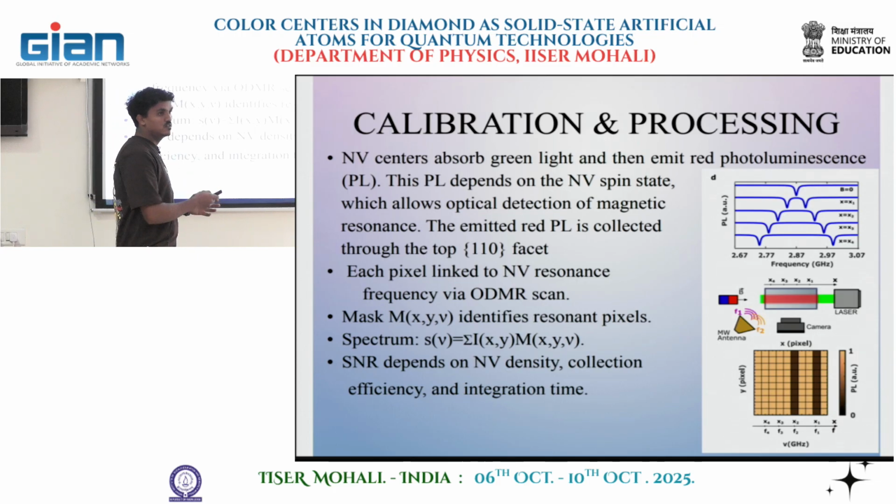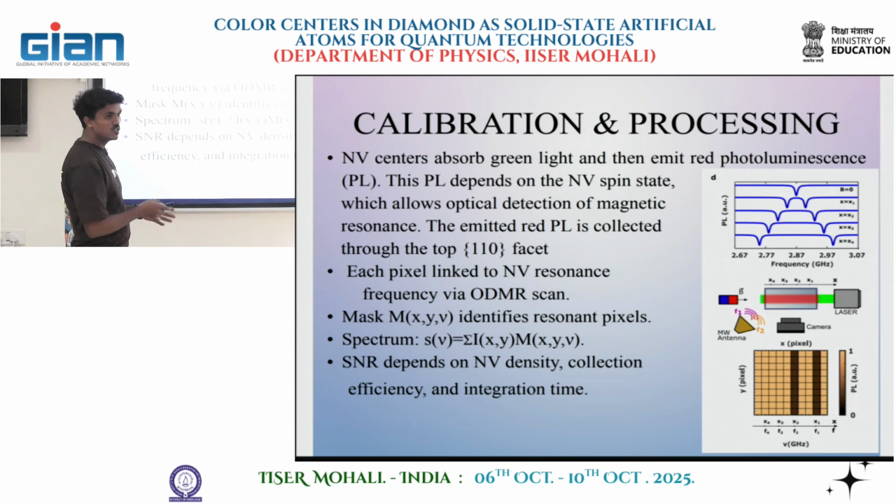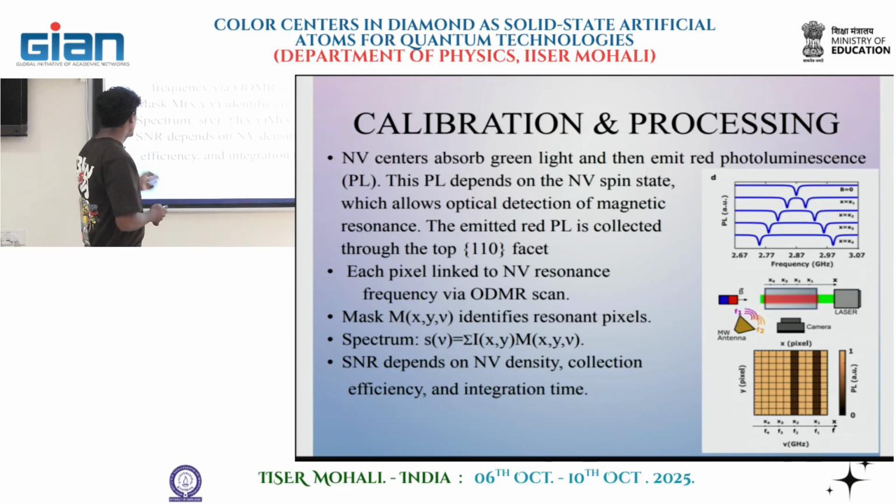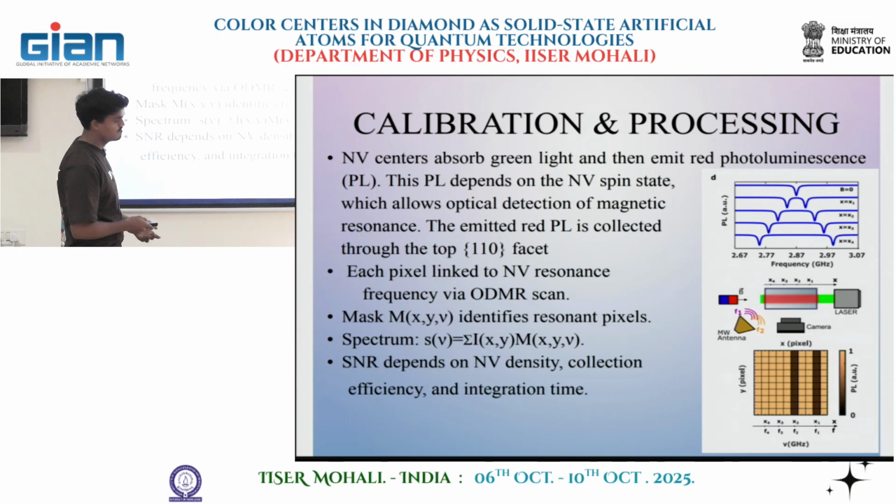The ODMR scan is when light de-excites from the excited state to an intermediate level and then to the ground state. So we observe the intensity decreased. Mask M identifies the resonant pixels and the spectrum via this equation, and the SNR, signal to noise ratio, depends on NV density and collection efficiency.